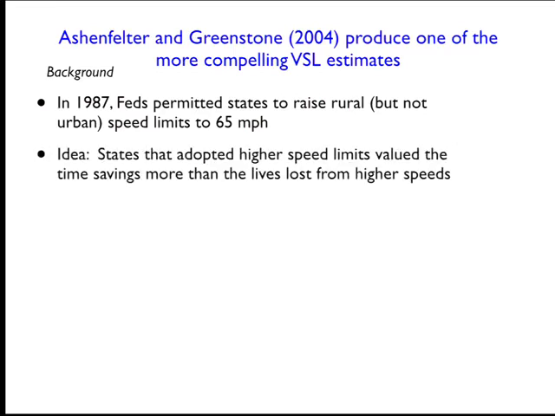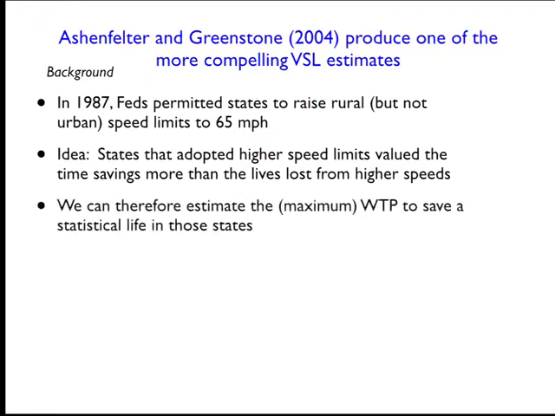The idea underlying the study is that some of the states choose to raise the speed limit, others don't. It was a federal policy that said everybody has to have a 55 mile an hour speed limit at the beginning. Then in 1987, they give you the option to go up to 65. That doesn't mean you have to go up to 65 on these highways; it just means you can if you choose to. But among the states that do choose to go to 65 miles an hour, presumably they value the time savings from a higher speed limit at an amount greater than the lives lost from the higher speed limit. Otherwise, it wouldn't make sense to raise the speed limit, right? So it's basically a revealed preferences idea.